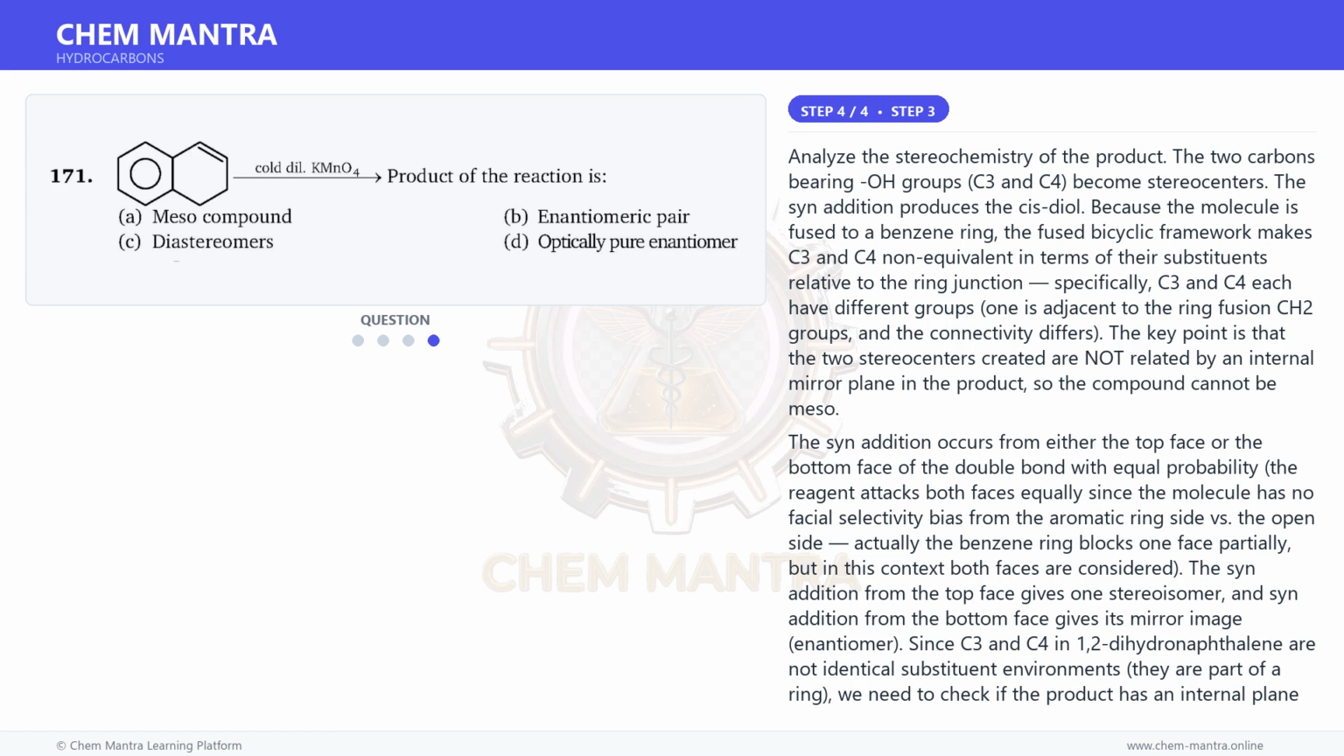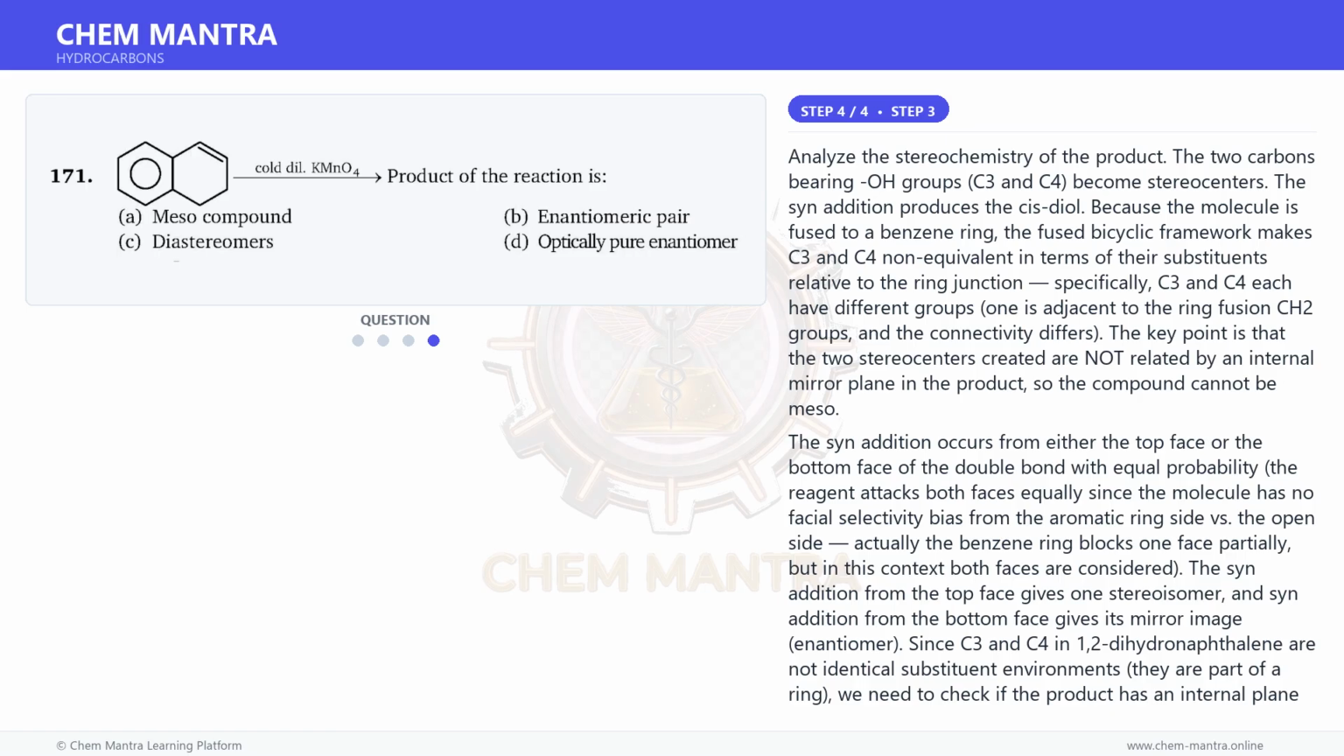The syn addition occurs from either the top face or the bottom face of the double bond with equal probability. The reagent attacks both faces equally since the molecule has no facial selectivity bias from the aromatic ring side versus the open side. Actually, the benzene ring blocks one face partially, but in this context both faces are considered. The syn addition from the top face gives one stereoisomer, and syn addition from the bottom face gives its mirror image, the enantiomer.